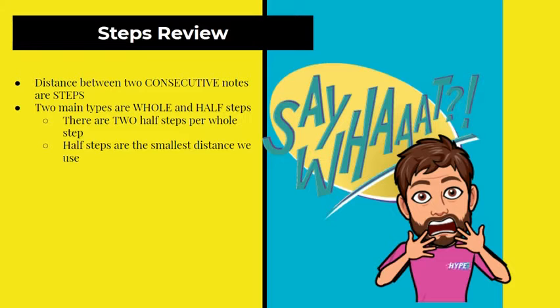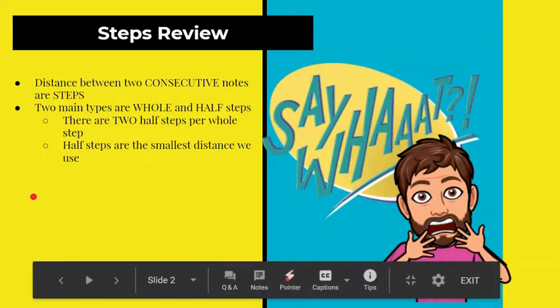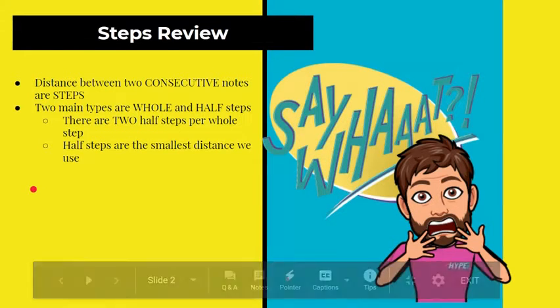Our two types of steps that we use are whole steps and half steps. Remember that there are two half steps for every whole step. Two halves equal one whole. Half steps are the smallest distance between notes that we use in traditional Western music.